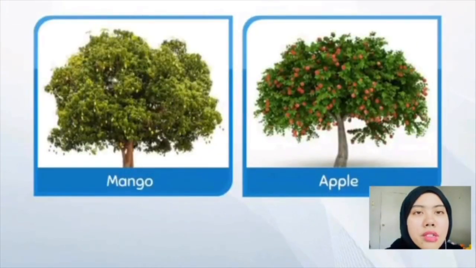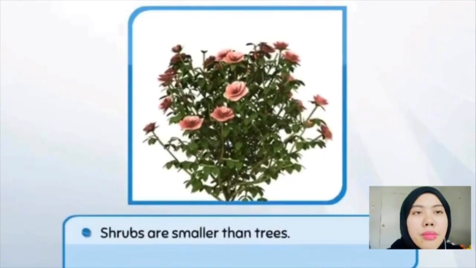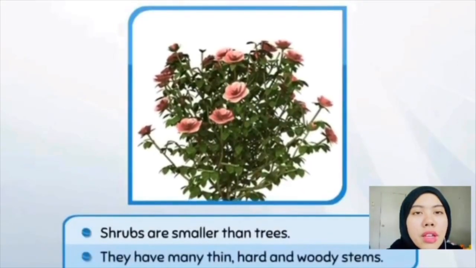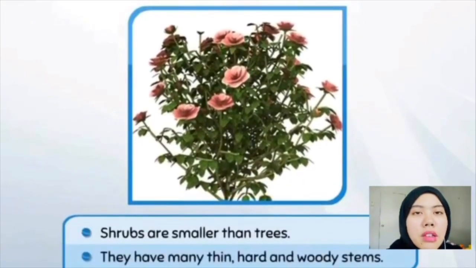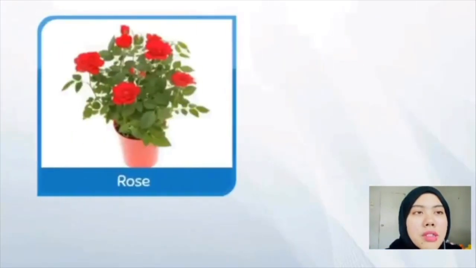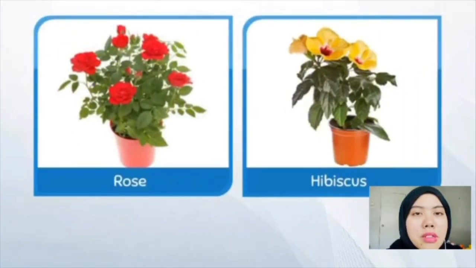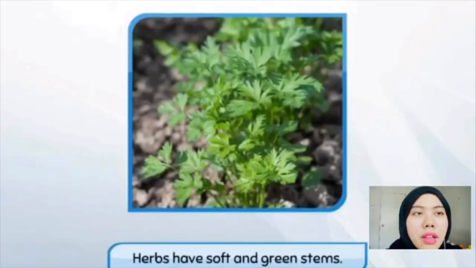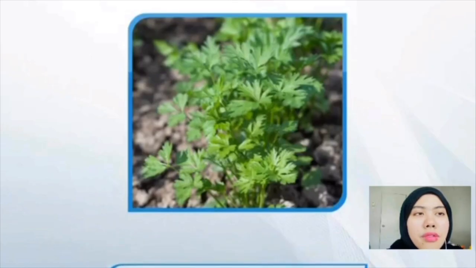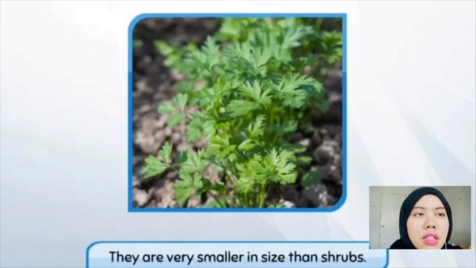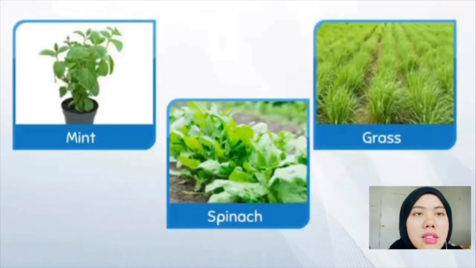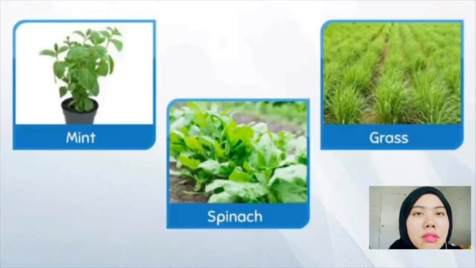Plants that are smaller than trees and have many thin, hard and woody stems are called shrubs. Rose and hibiscus are some of the common shrubs. Herbs are plants that have soft and green stems. As the stems of herbs are not very strong, these plants are often very small in size in comparison to shrubs. Mint, spinach, and grass are examples of herbs.